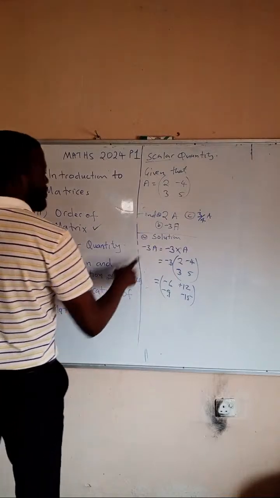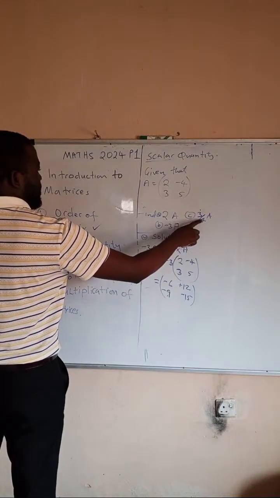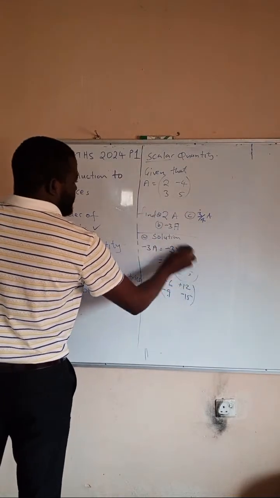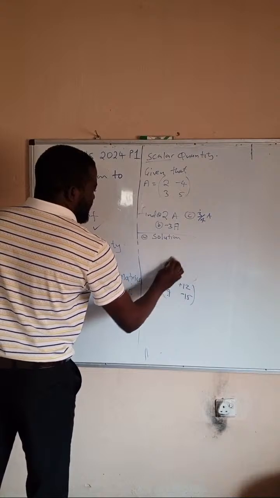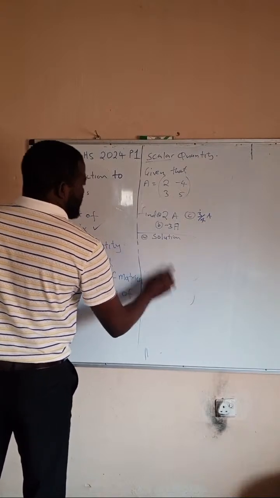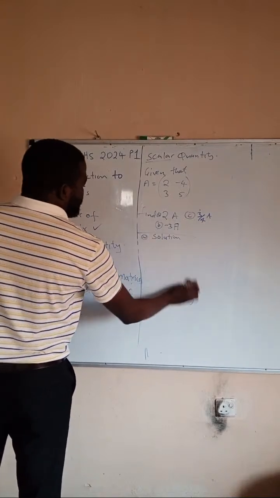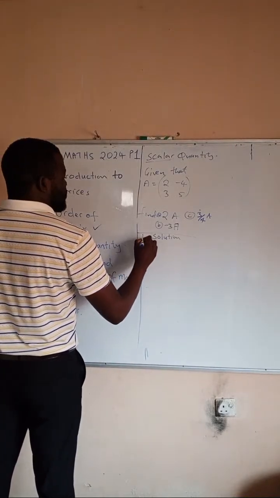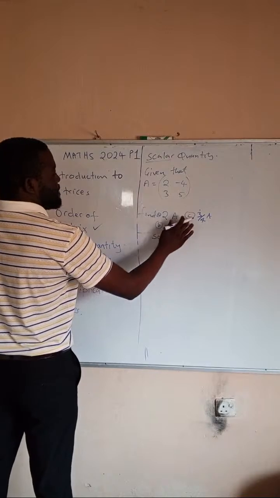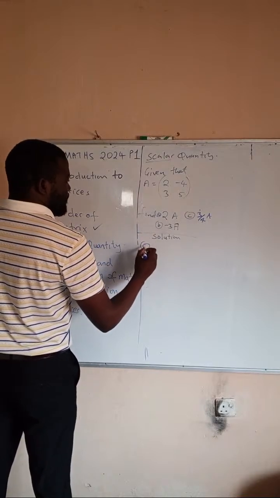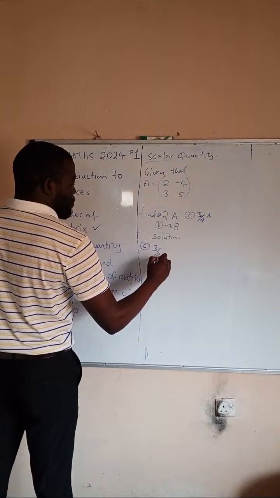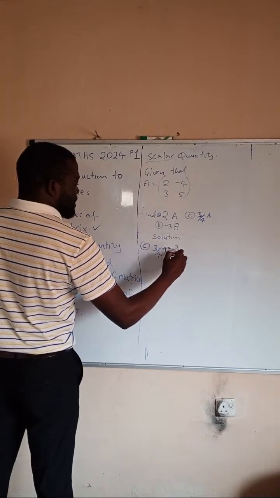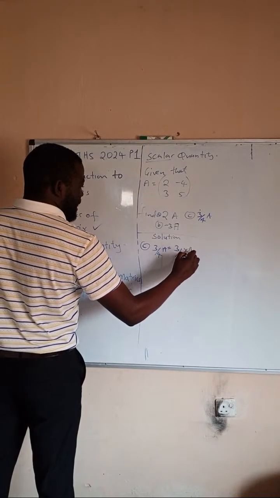Okay, let's solve part C. This one was part B, the solution for part B. Now we are solving part C. Part C is 3 over 4a, which means 3 over 4 times a.